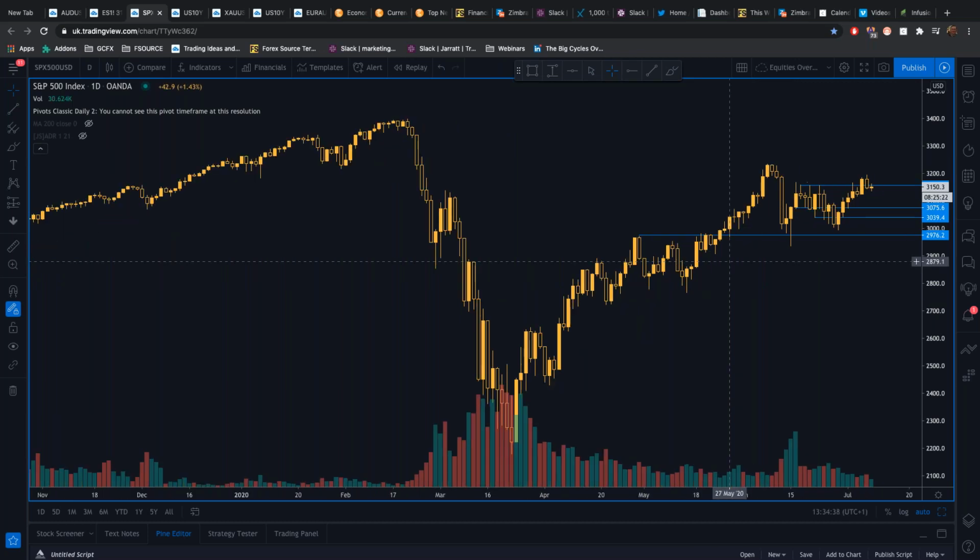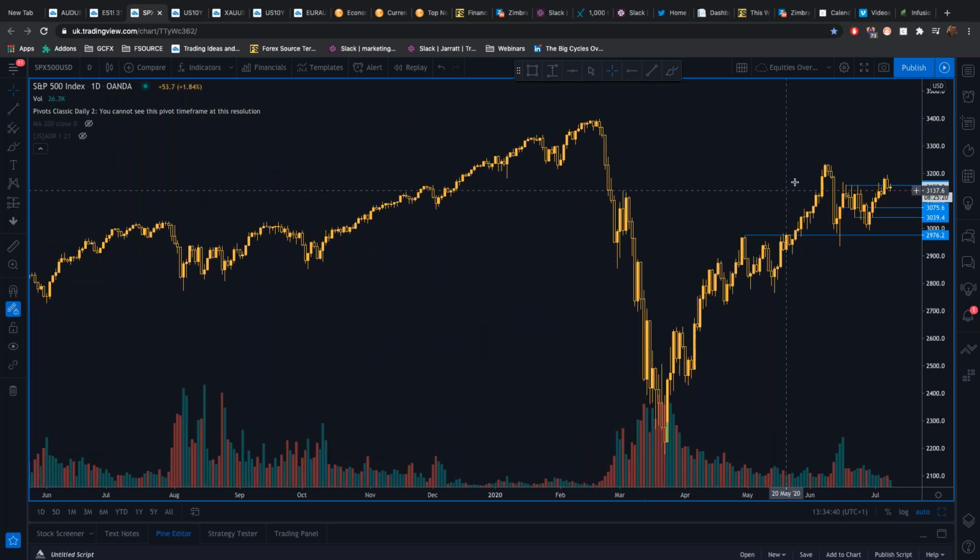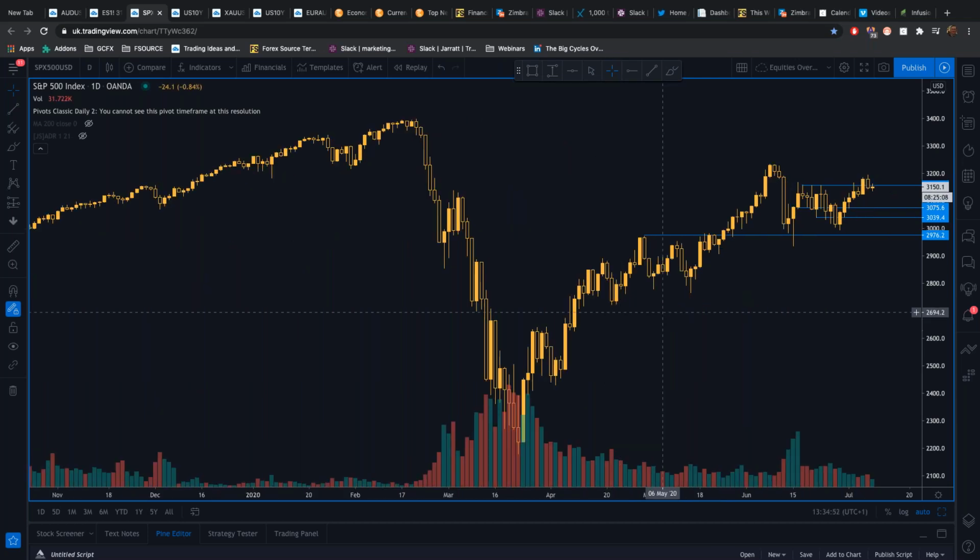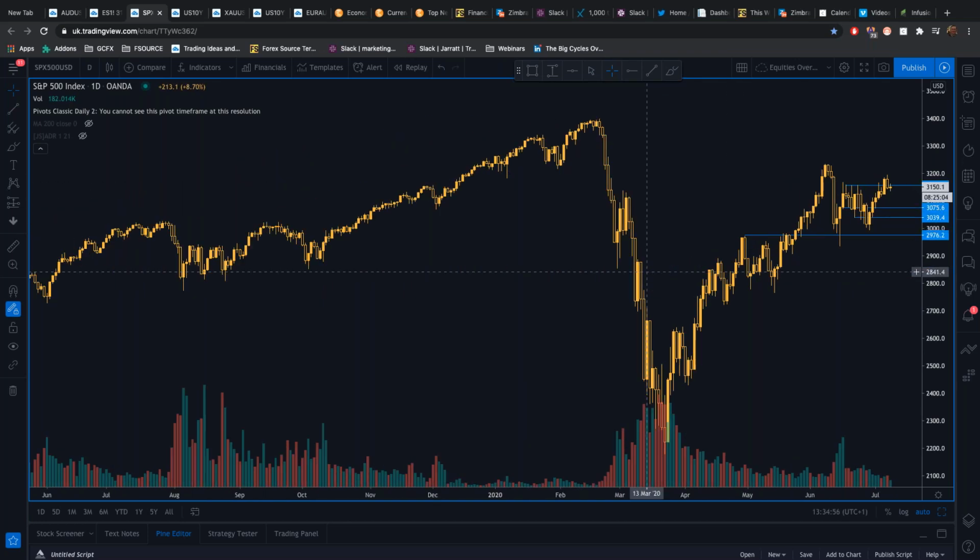Now, the reason for this is the hope that this is a V-shaped recovery, that the COVID-19 pandemic is going to be just a blip. It's going to have a short, sharp effect. So that's what the market's really pricing in and hoping. Now, the concern is that these recovery hopes don't materialize.